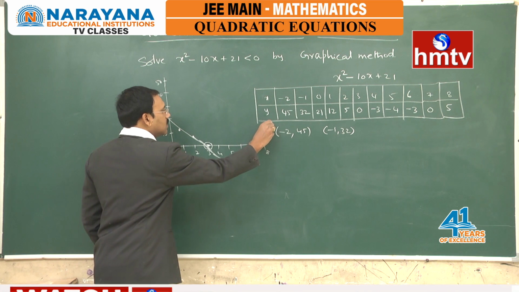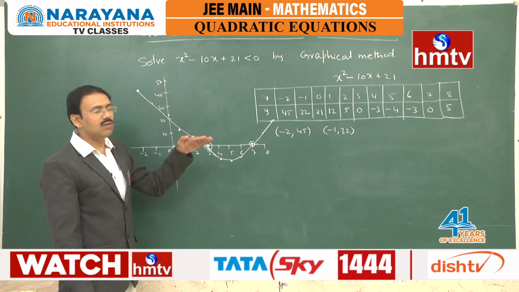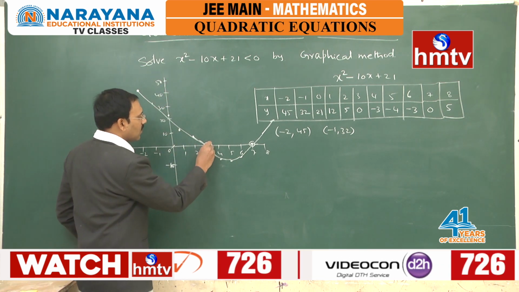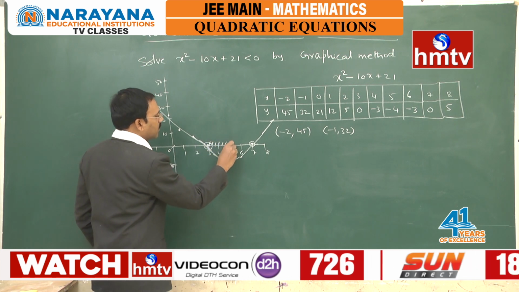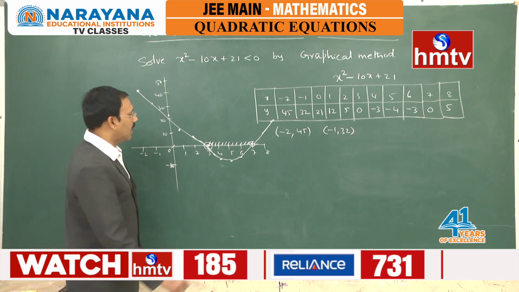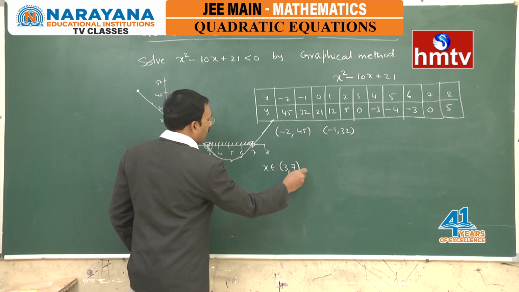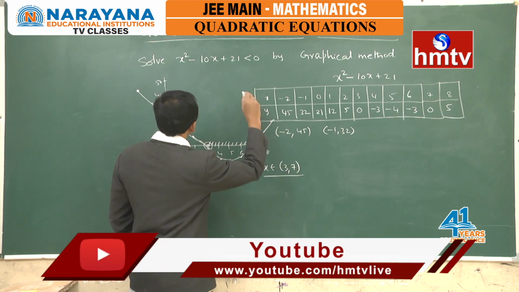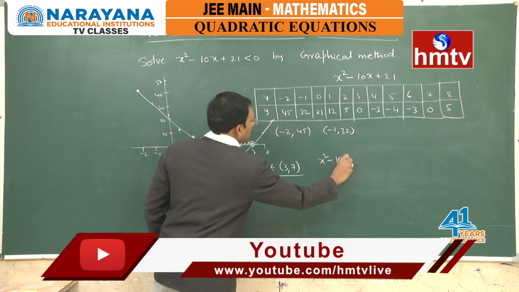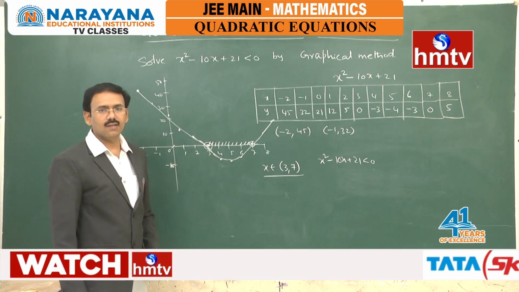Now, as this expression is a parabola, this curve goes like this. I want the solution set where this expression is negative. You can observe that for all values of x between 3 and 7, the expression is negative, and hence we can say that when x belongs to 3 comma 7, in this interval this expression, that is x square minus 10x plus 21, is going to be negative. This is the solution set.